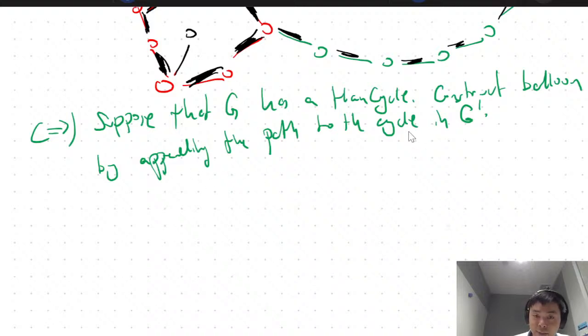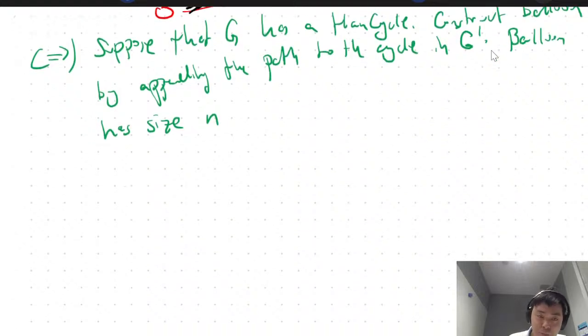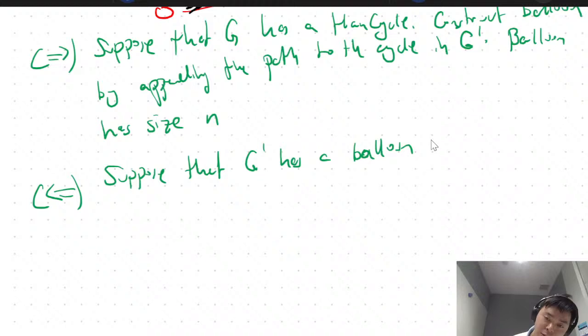And this balloon has size n, right? Because the cycle itself has length n, and then the path itself has length n plus 1. Okay. In the backward direction, suppose that G prime has a balloon of size n. Okay, well, what does it mean?